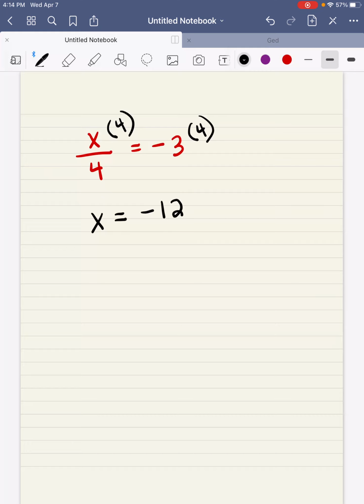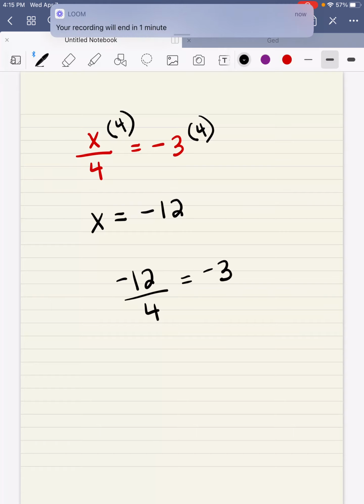We can always go to our calculators, plug it back in, and see if it works. Is negative 12 divided by 4, does that give us negative 3? And yes, it does.